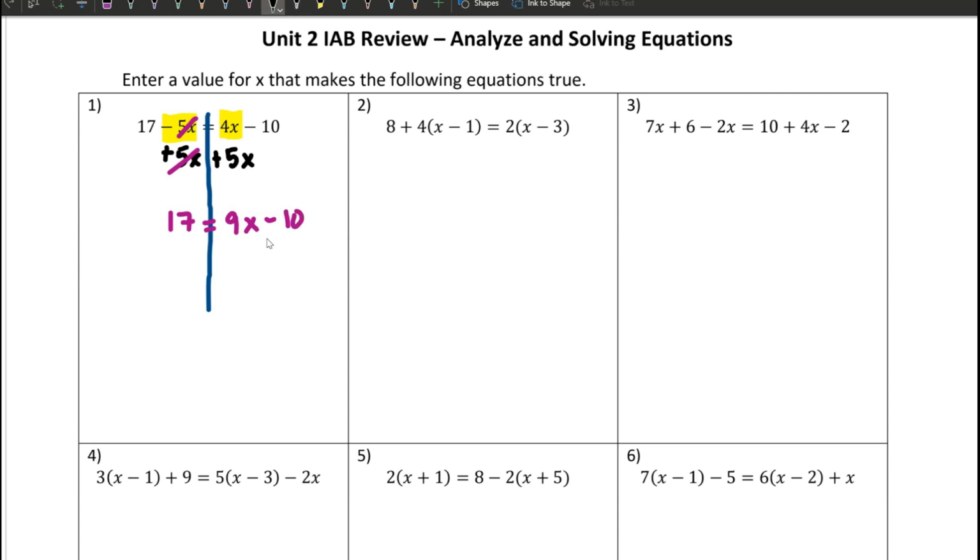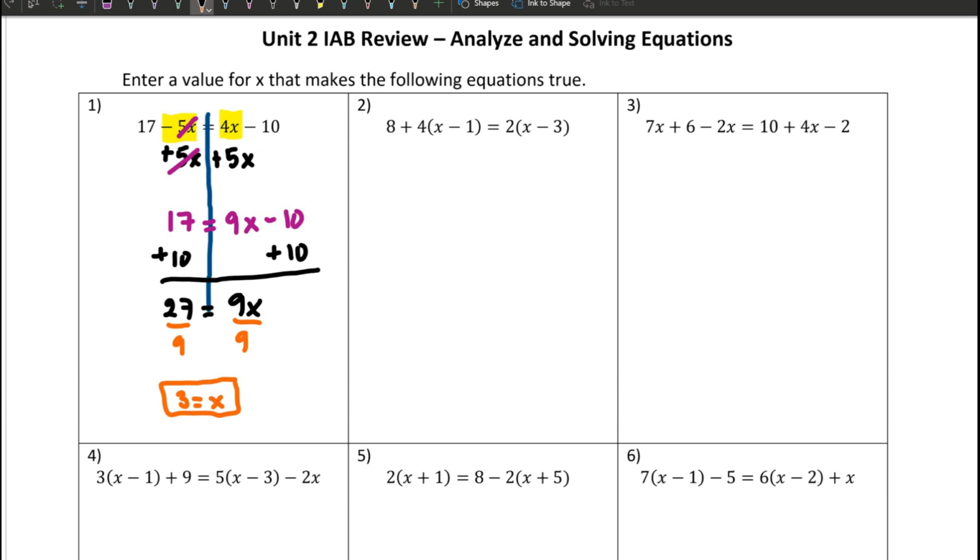So continue to isolate the variable. You need to get rid of the constant. We do the opposite of negative 10, which is positive 10, to both sides. That gives us 17 plus 10, which is 27, equal to 9x. And continue solving for x. We divide both sides by 9. 27 divided by 9 is 3. So x equals 3 is the answer for the first problem.